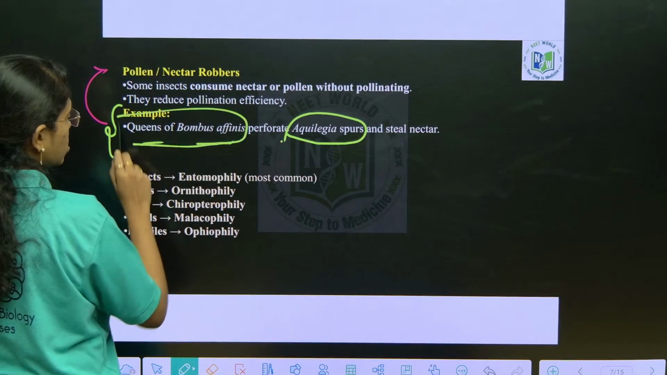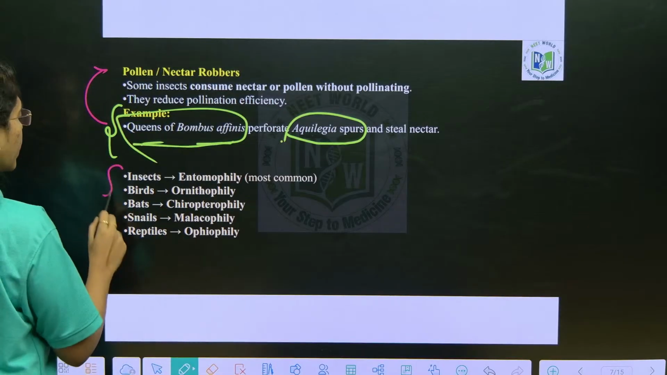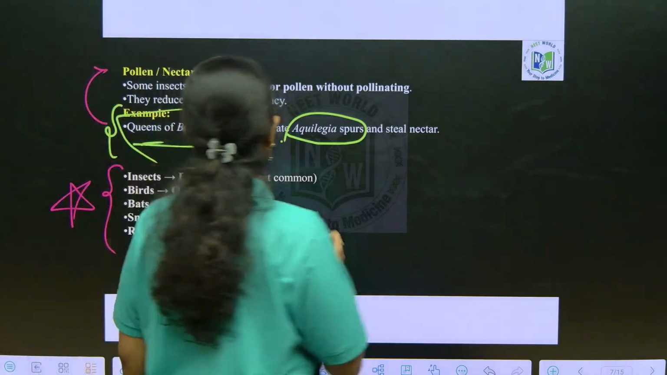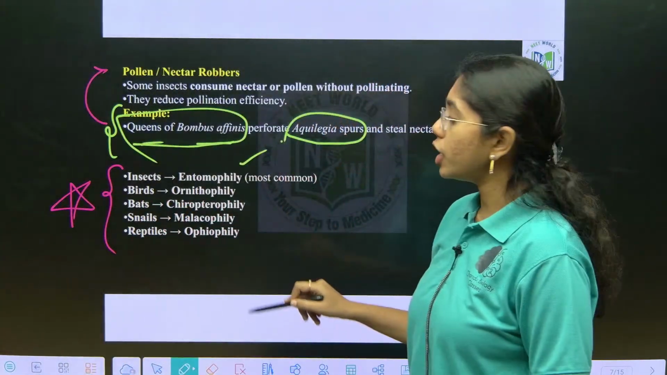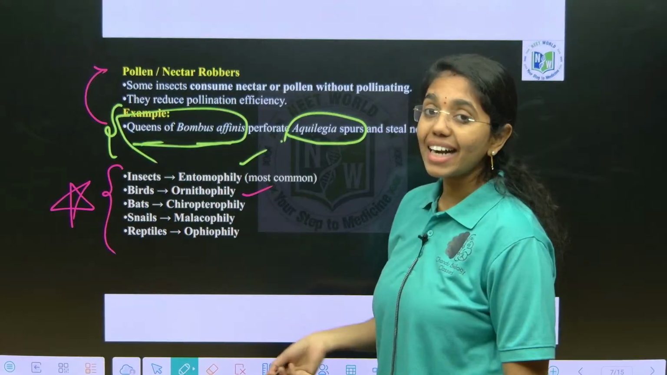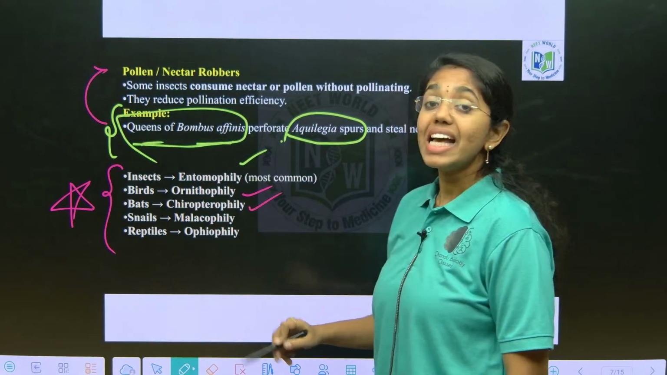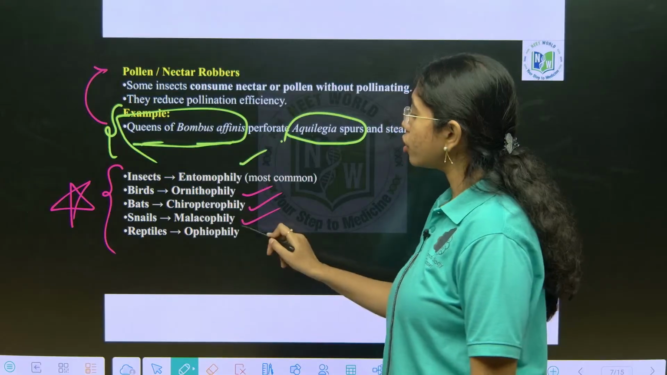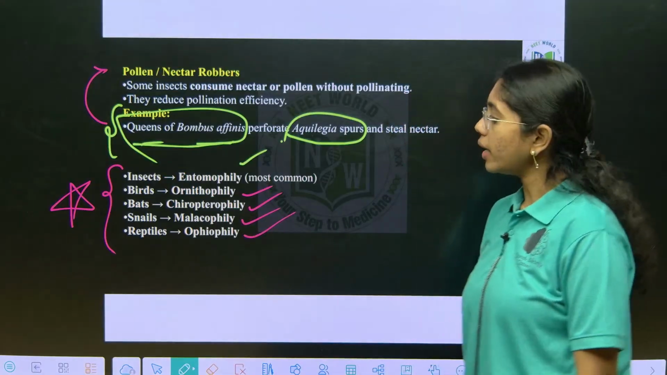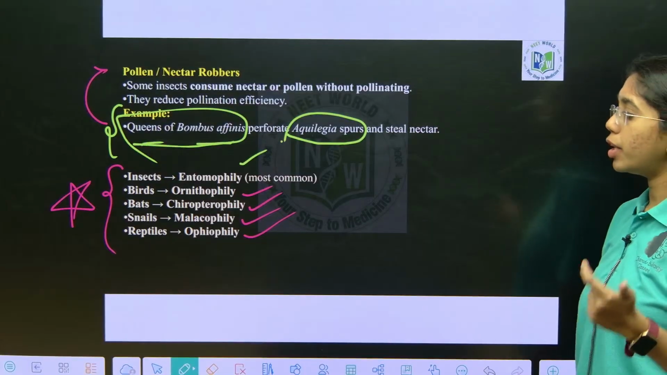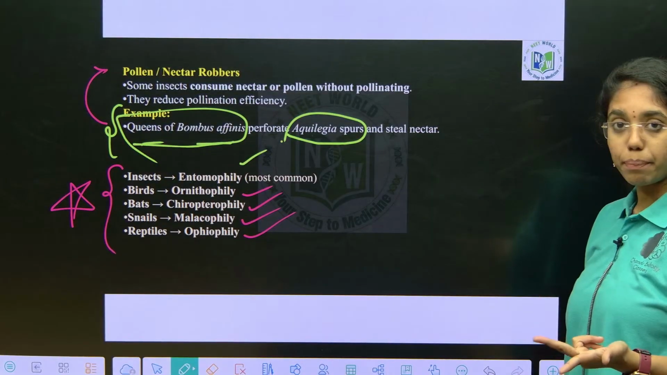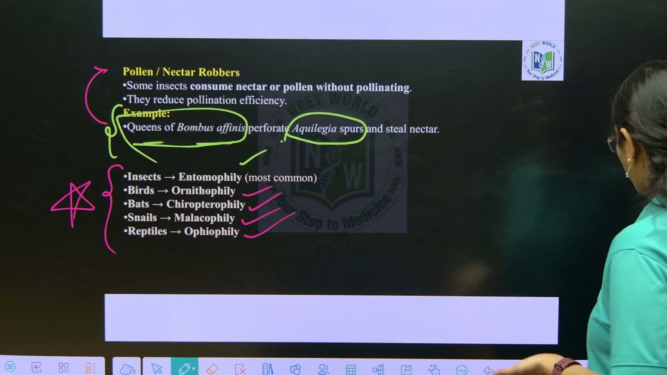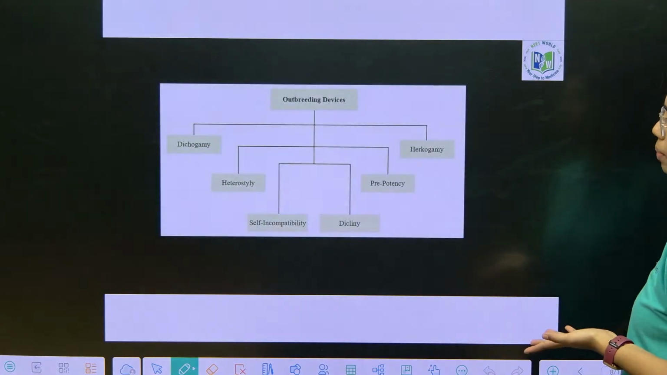Bombus affinis. And here these terms are very important. Of course, you know insect pollination is what? Entomophily. Bird pollination is ornithophily. Bat pollination is chiropterophily. Snail pollination is malacophily. Reptiles, it is ophiophily. Clear, right? So, insects entomophily, birds ornithophily, bats chiropterophily, snails malacophily and reptiles ophiophily. Those terms you have to remember, beta.